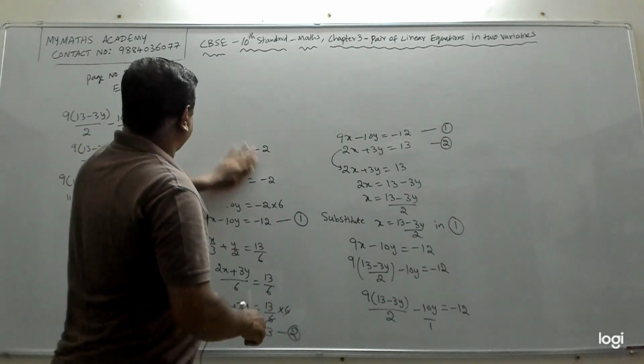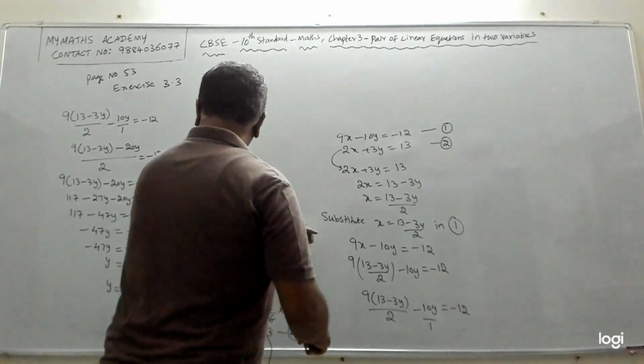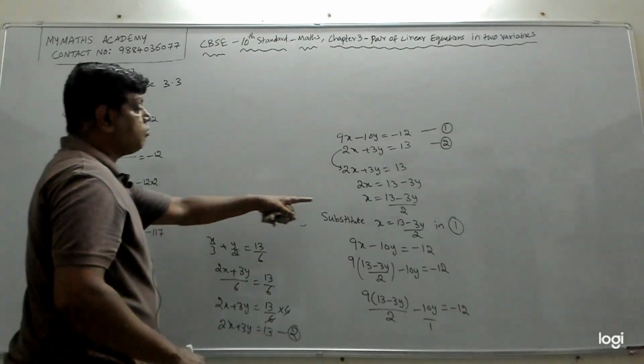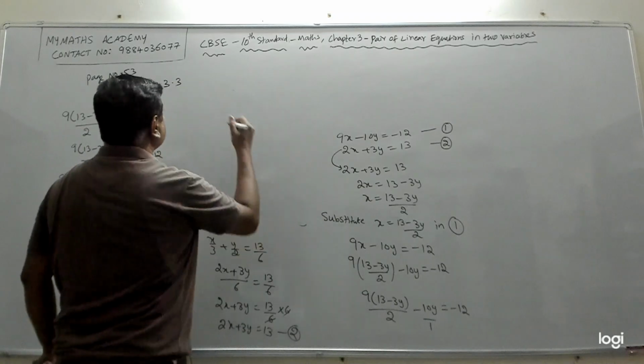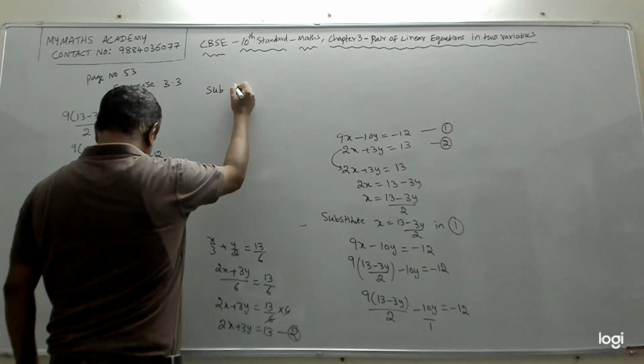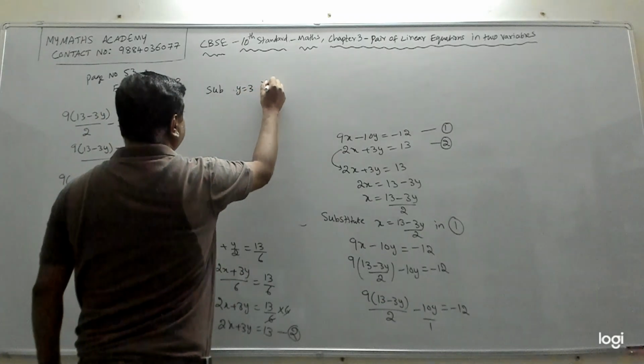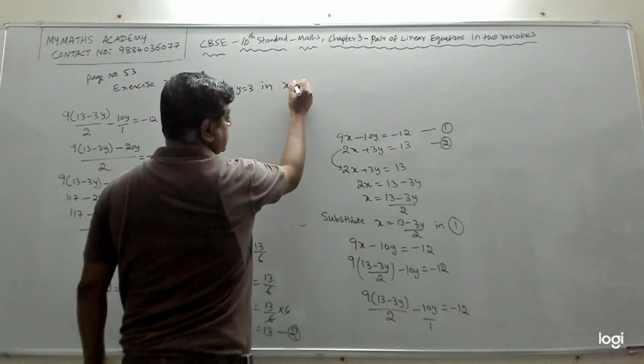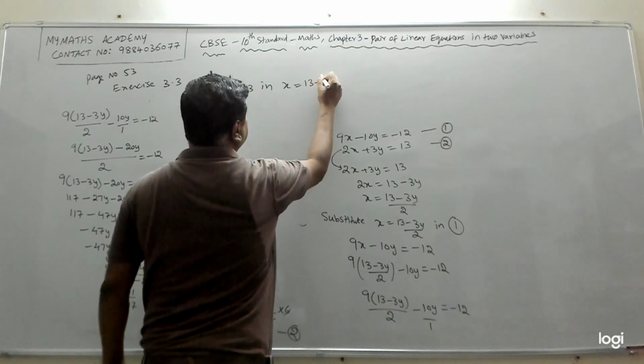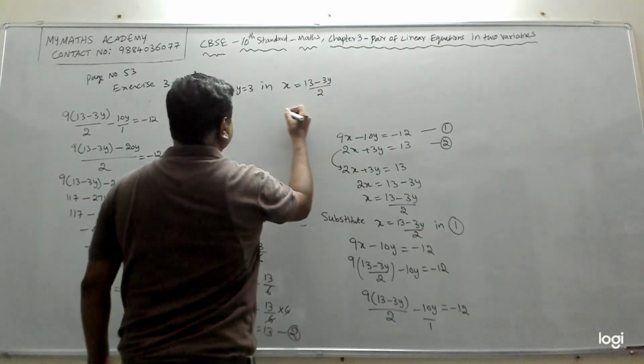Okay. So now we have got the value of y. Now substitute the value of y here to find x. So substitute. Sub means substitute. Substitute y is equal to 3 in this one, in x equal to 13 minus 3y by 2. If you do that, what do we get?